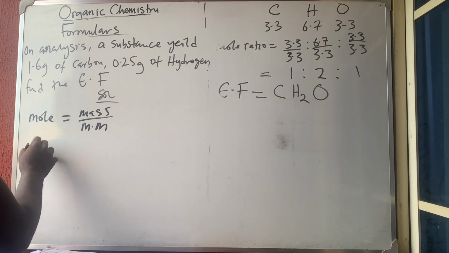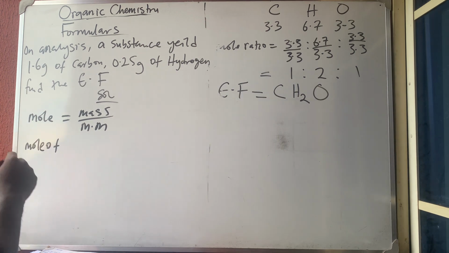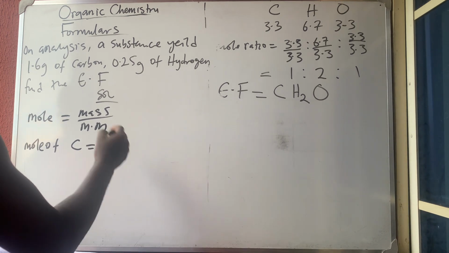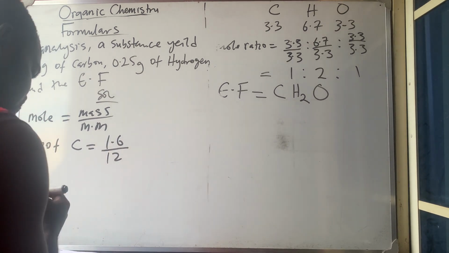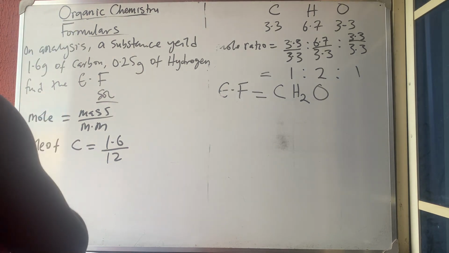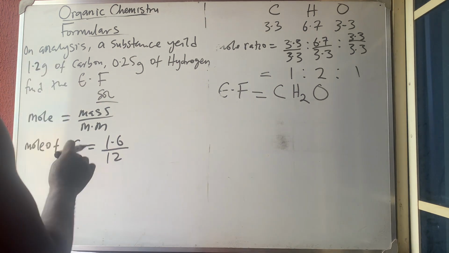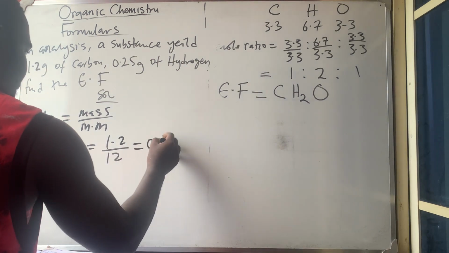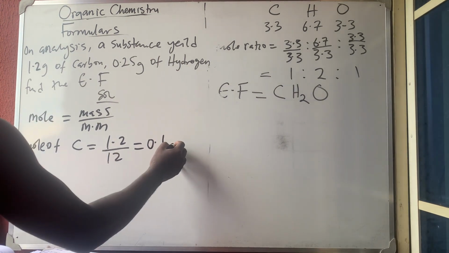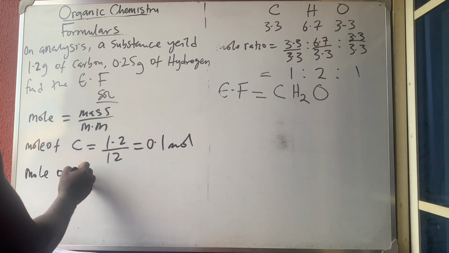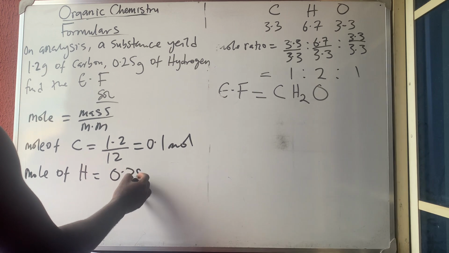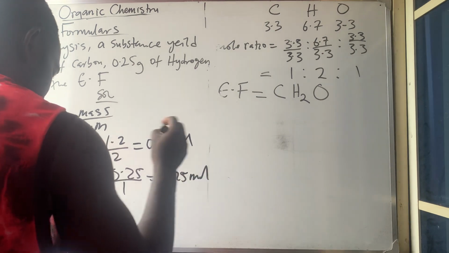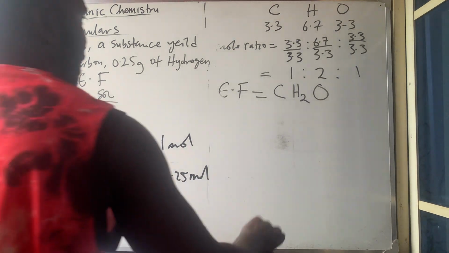So the mole of carbon is 1.6 divided by 12. Sorry, it's a mistake, 1.2 gram of carbon. So we have 1.2 divided by 12, which gives 0.1. The mole of hydrogen is 0.25 divided by 1, which is 0.25 mole. So now let's get their mole ratio.